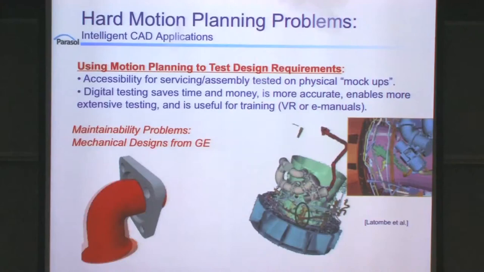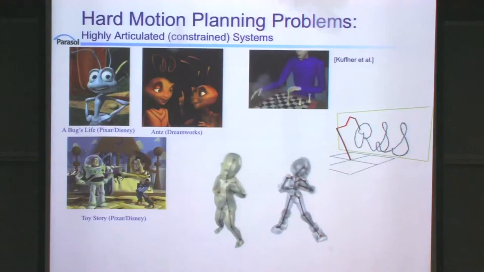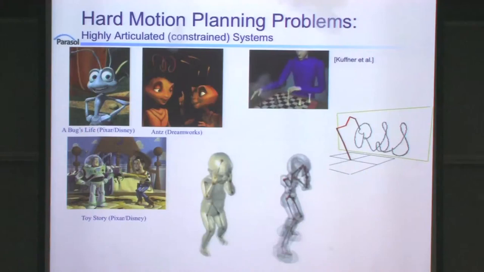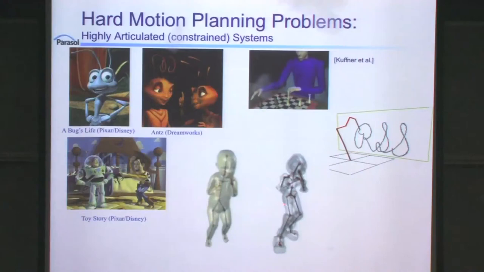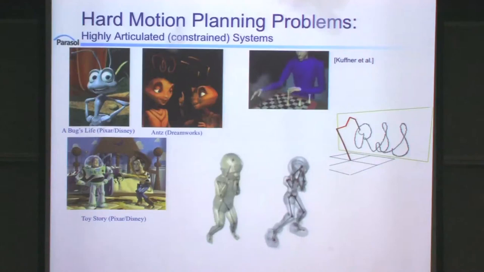Another place where motion planning comes in is planning for digital actors. And it has been, unfortunately, not used to the degree that it could have been used in many of these motion pictures. But here we have a model of a robot and a baby, and we're applying motion capture data, the data that was captured for a boxer, to both of them.